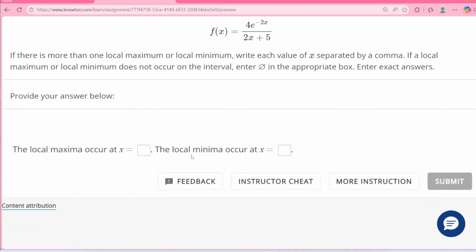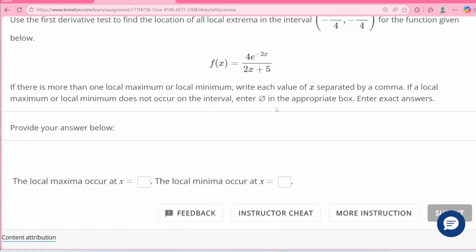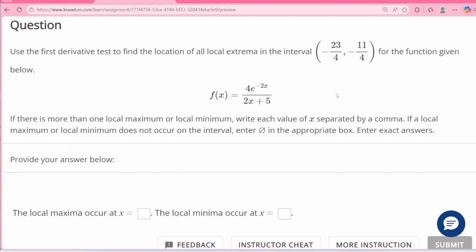So this is very similar to the ones earlier with the algebraic functions, right? Where you're entering the x values where the local max will occur, where the local mins will occur. And if none of them happen, if it doesn't happen, you enter that empty set symbol. All right, so I'll go into some paper here. Let's write this function out and do the same stuff as earlier.